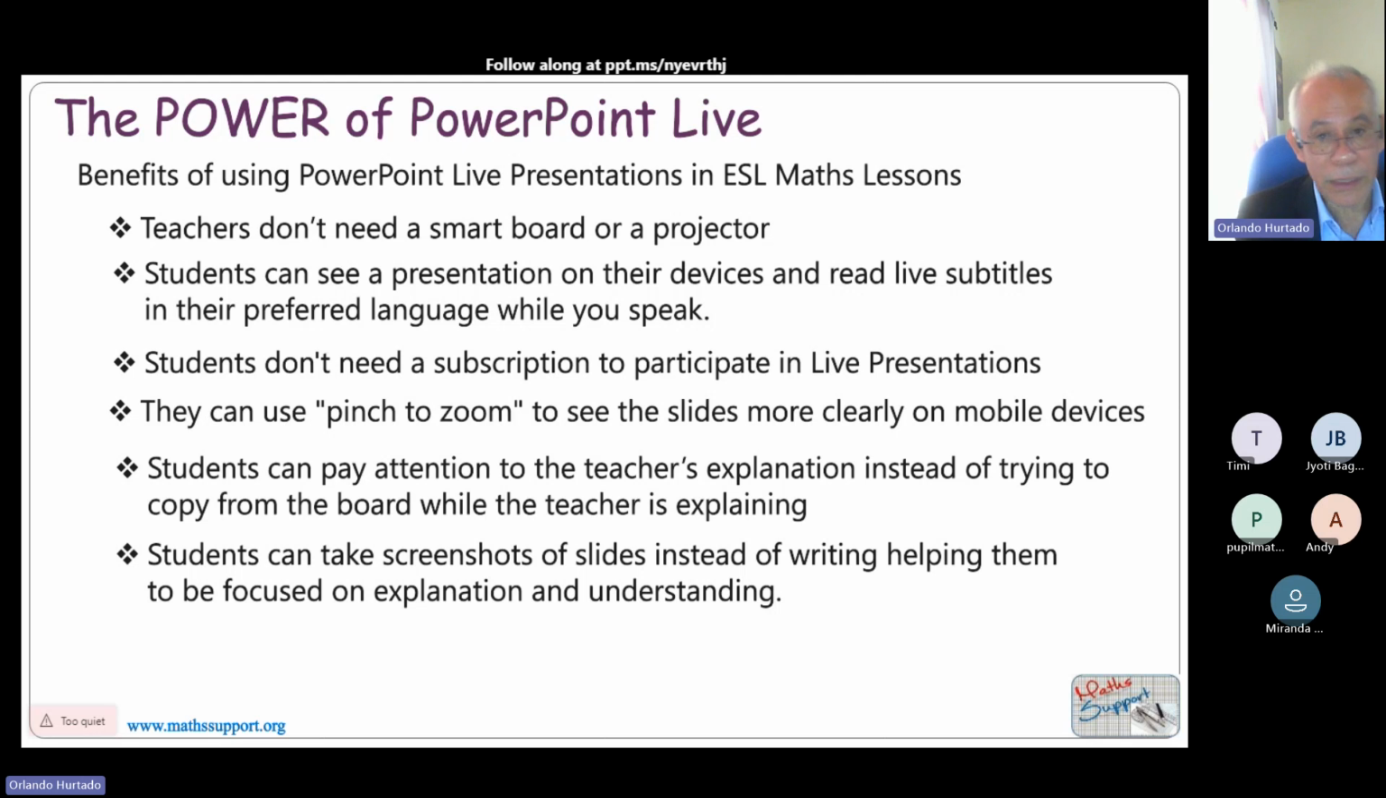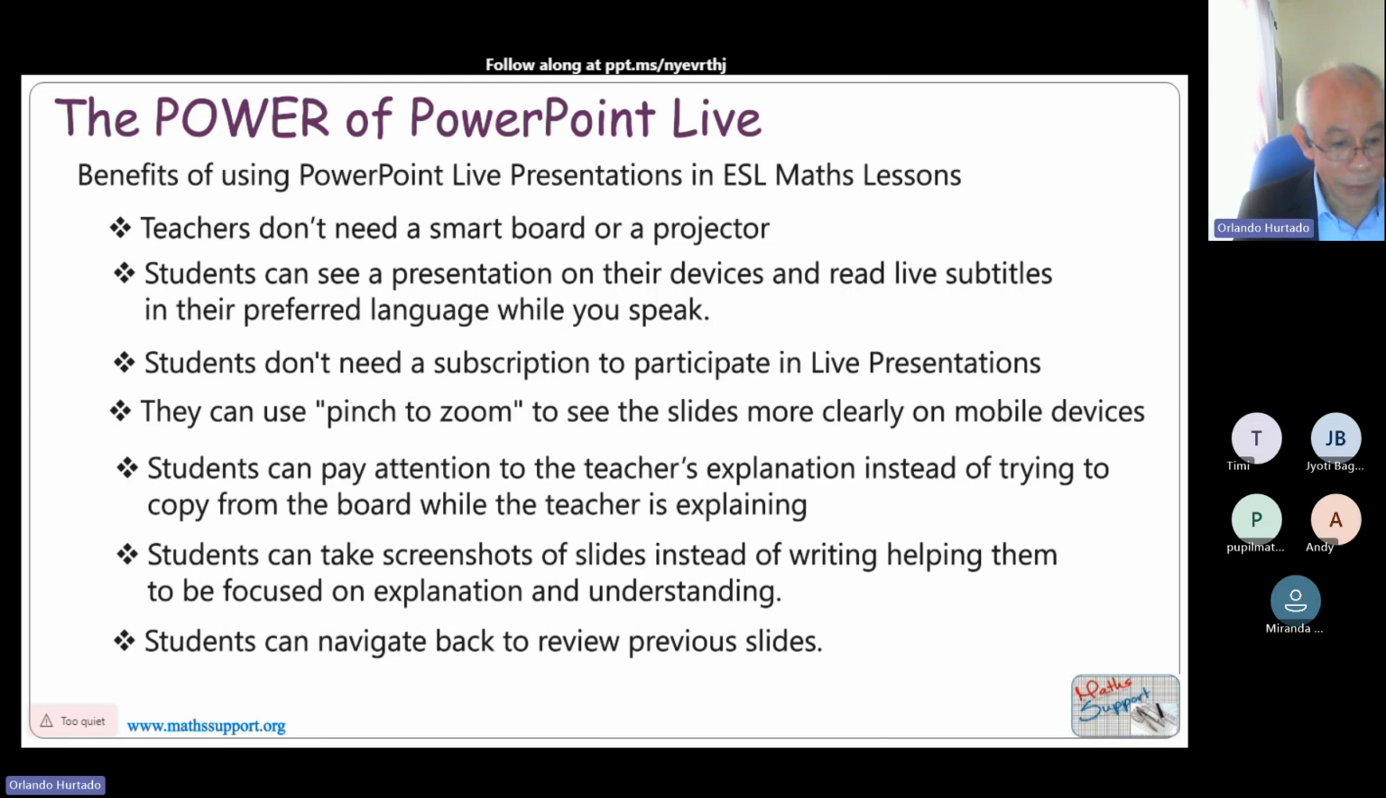So, summarizing this feature: the student can take a screenshot of the slide instead of writing, helping them to be focused on the explanation and understanding instead of focusing on writing what you are saying or taking note of your comments, because they can screenshot your comments. Your comments are there in their devices because they are transcribed in their devices. So they don't need to worry about writing your comments or taking note of them, because they are all there in their devices.